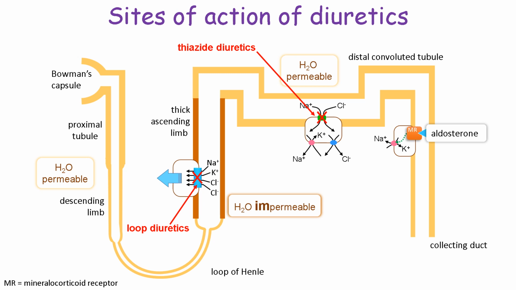The mineralocorticoid receptor is blocked by the drug spironolactone. It prevents the action of aldosterone, thereby causing increased excretion of sodium and water, while preserving potassium ions in the circulation. This drug is therefore known as a potassium-sparing diuretic.